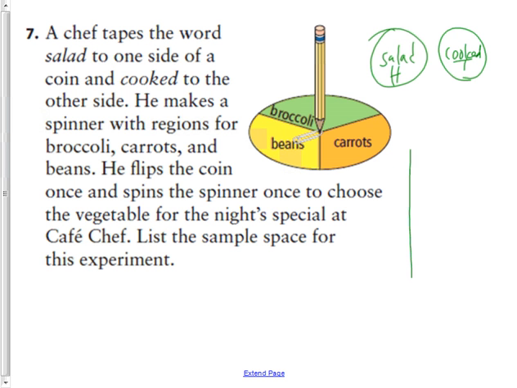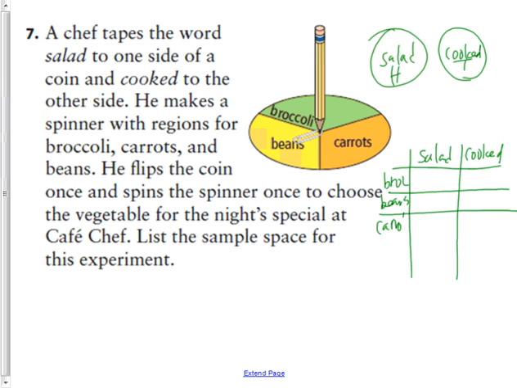Interesting. So if I take this, I'm going to put salad up here, cooked over here, and I'm going to put broccoli, beans, and carrots. Now you might have used BR, BE, and C, and salad and cooked. It's up to you. But based on my table, how many possible combinations are there? Six. Okay, there are six possible outcomes.